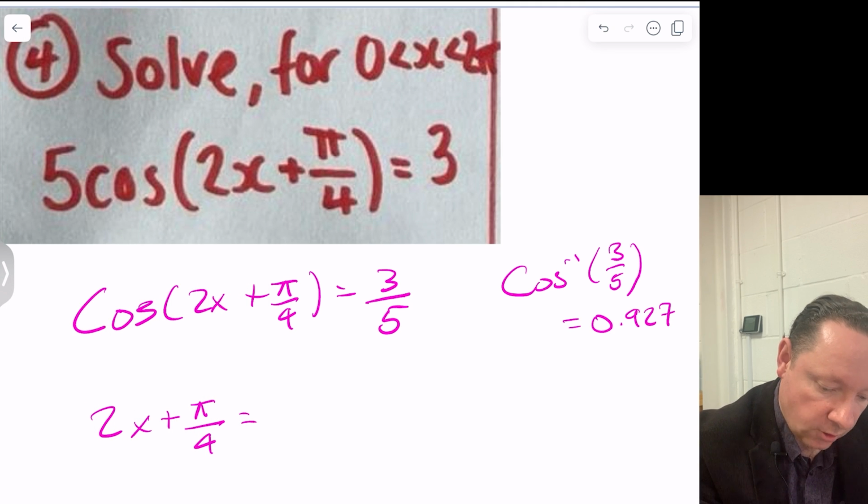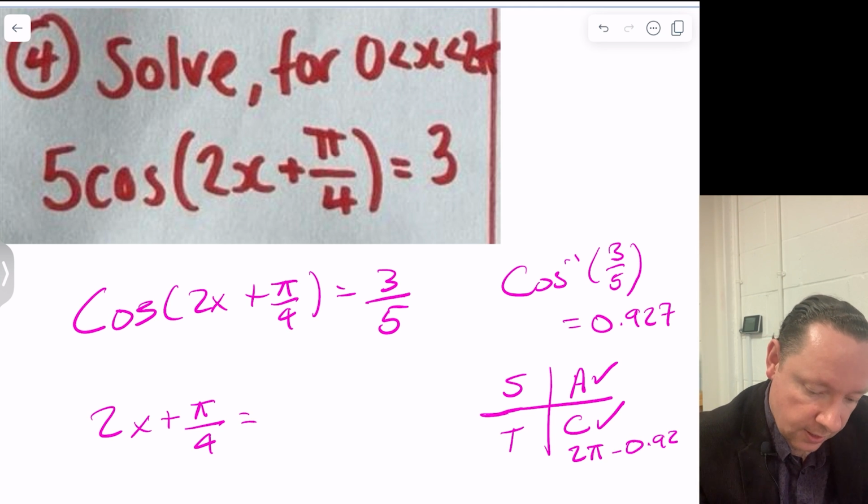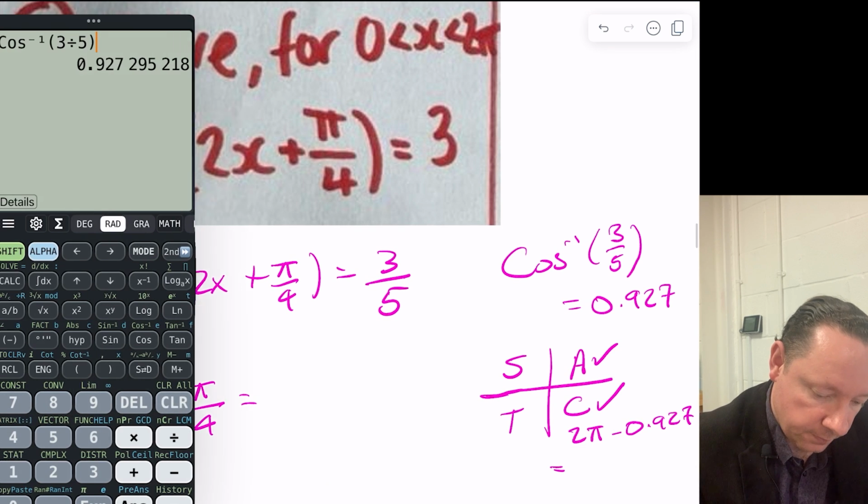So that's 0.927. I need two answers. You always need two answers. So using a CAST diagram, cos is positive. So that is not 360 anymore, it's 2 pi. So I'll do 2 pi minus 0.927. And that's just using a calculator again.